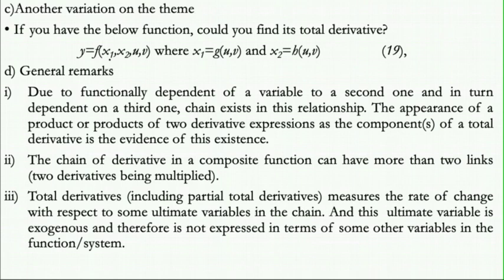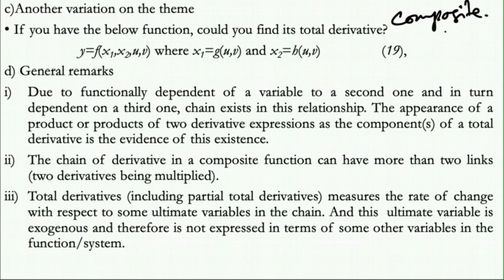So y depends on x1, and x1 depends on u and v. This is what we call a composite function. It is a composite function because a variable is a function of another variable, and also a function of another variable.